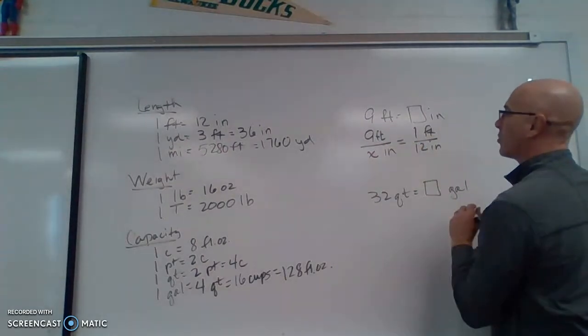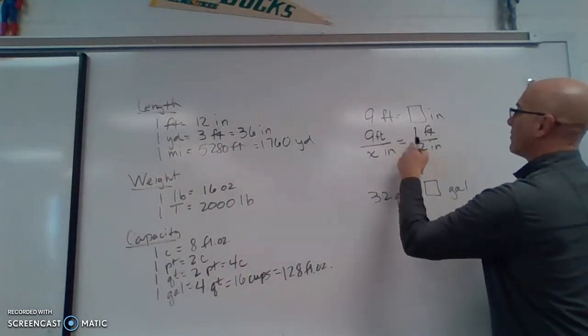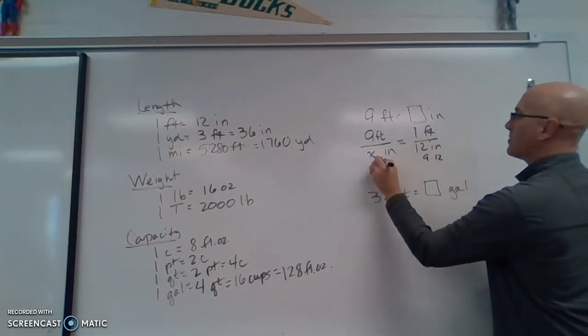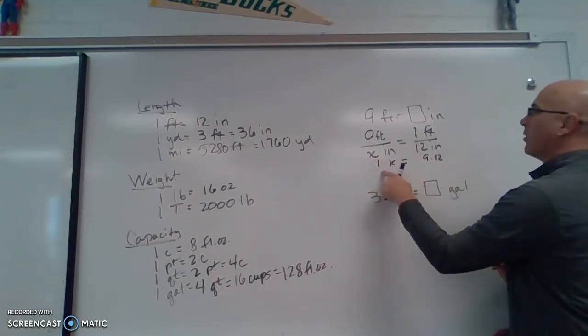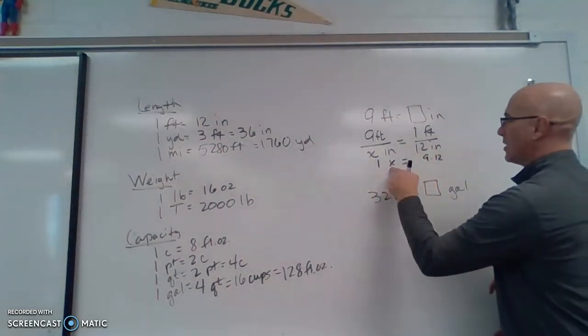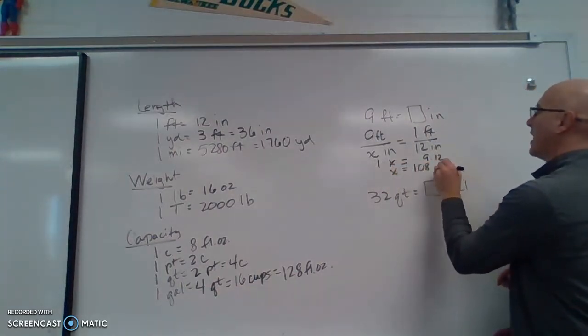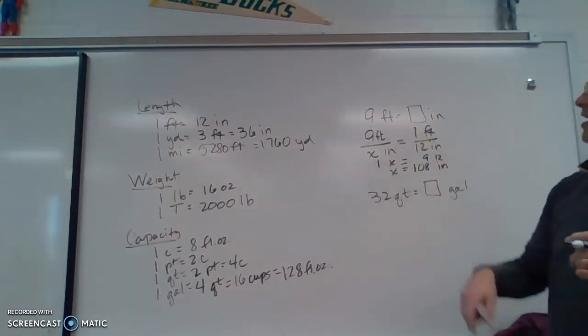Now we are going to cross multiply. So we have 9 times 12 over here, 1 times x over here. Now it looks almost like an equation. 1 times x is x. 9 times 12 is 108 inches in 9 feet.